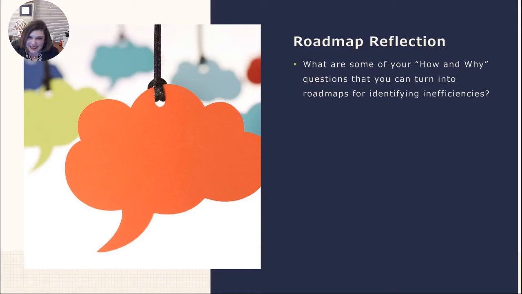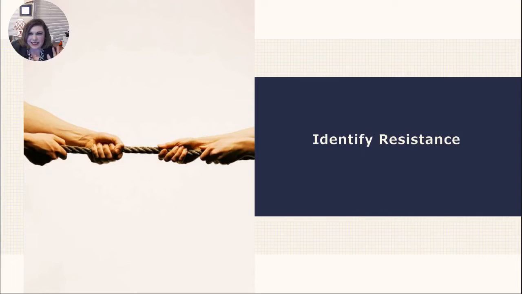Okay, so the last step we used in the [process] was to identify resistance. With any type of proposed change that we push forward, there's always going to be pushback. The key is to figure out where that pushback is coming from. Is it a person? Is it a group of people? Is it a financial reason?